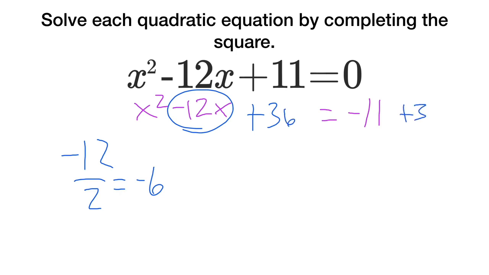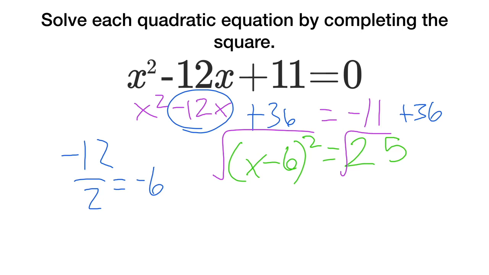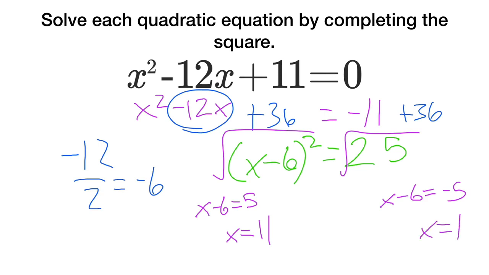If I add 36 to both sides, I end up getting to factor. So when I factor, this would become x minus 6 squared, because that's what we had over here, equals negative 11 plus 36 is 25. Let's rewrite that 25. Then I just square root both sides. x minus 6 equals 5, and x minus 6 equals negative 5. So if I add 6 to both sides, x equals either 11 or x equals 1.